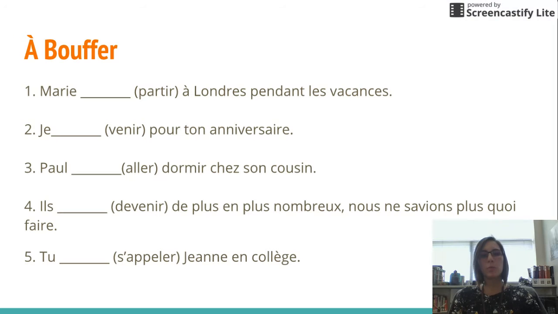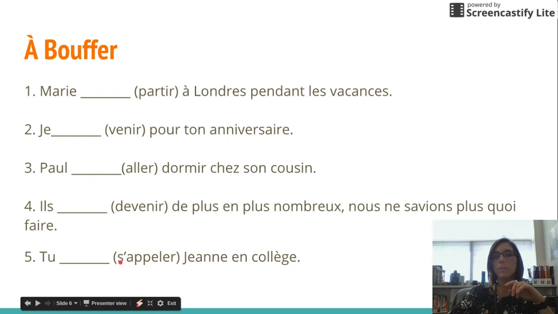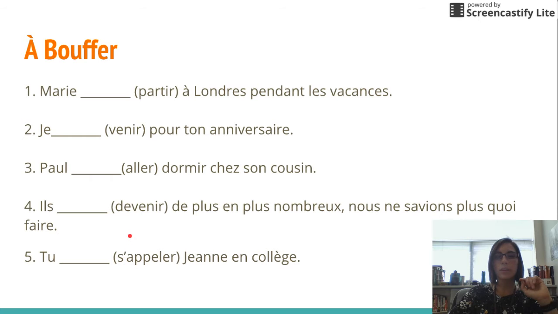All right, now for your à bouffer, take all of these verbs in the parentheses and conjugate them according to this subject. Make sure you pay attention to your auxiliaire. If this is a Van der Tramp verb or a reflexive verb, then you're going to use être as your auxiliaire. Also pay attention to if the verb has an irregular participe passé. Bring those in to class tomorrow.